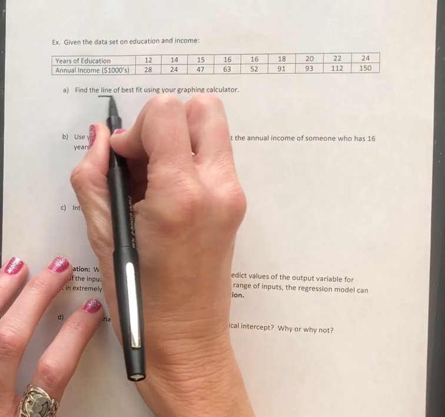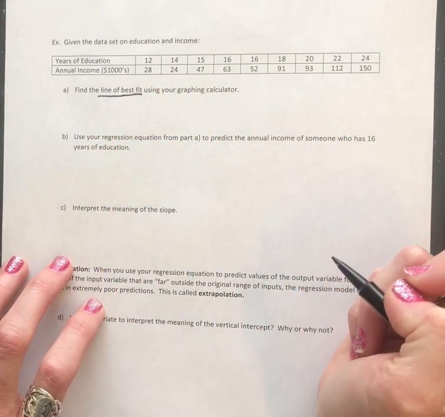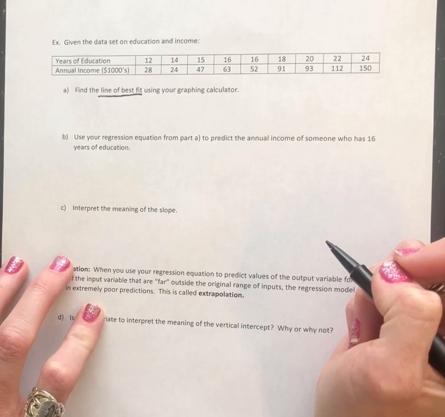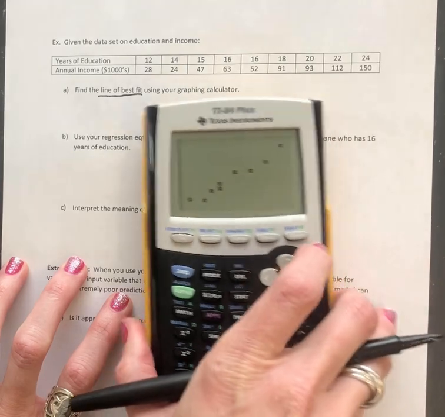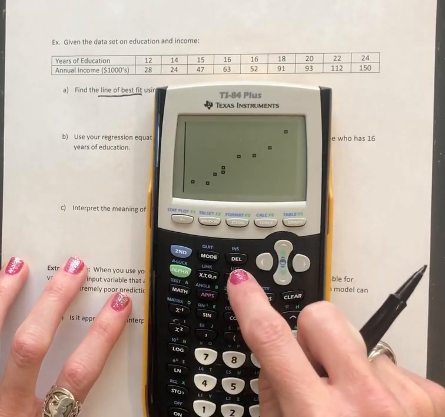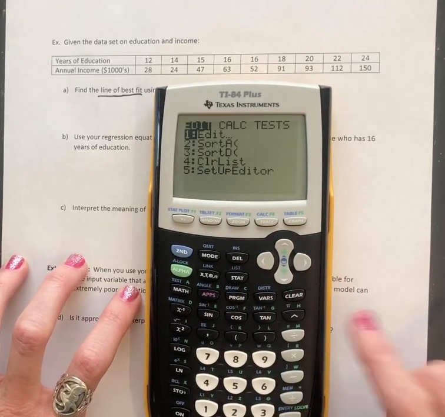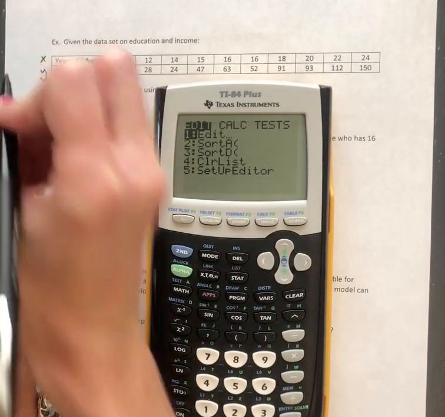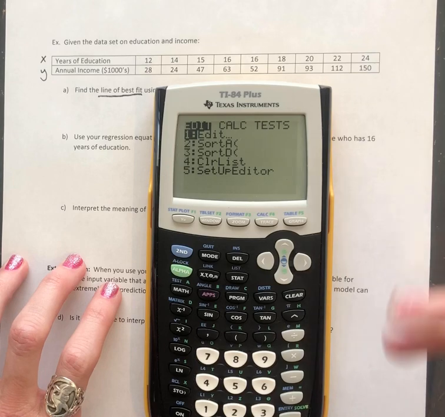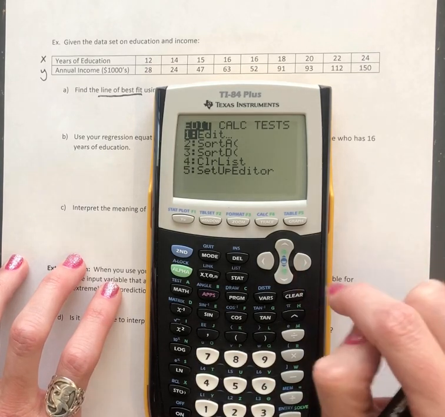This is called the line of best fit. Again, sometimes it might be called the linear regression equation or the least squares regression equation. So the way that we find that is we are going to hit stat. And remember, we've already entered our x values here into list 1 and our y values into list 2. So those are already there.